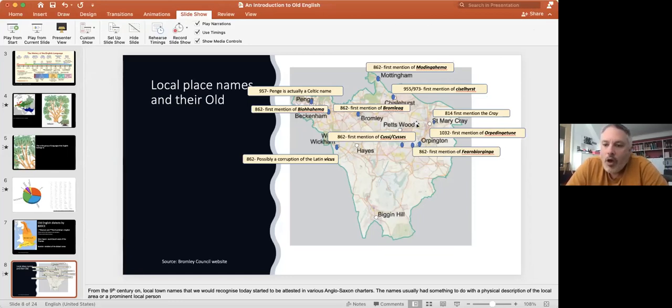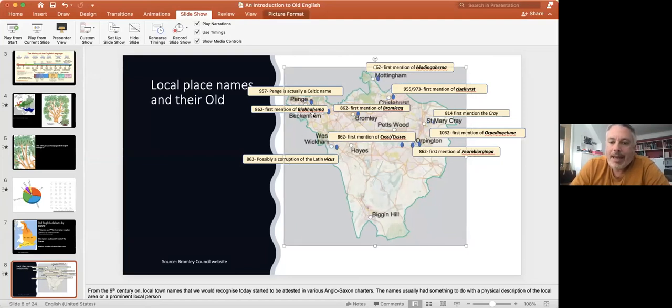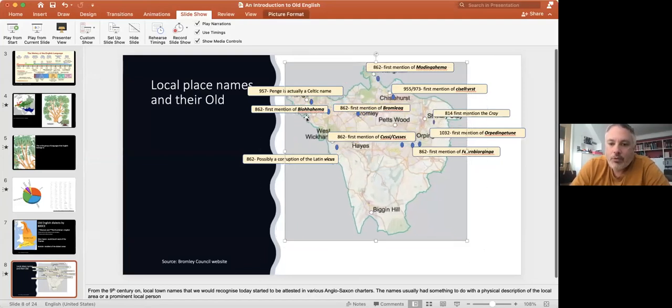We've got Mottingham. So that's the people of Moda. That's also in 862, a bit further on in the 9th century. West Wickham, it looks like the Wickham part of it, Ham is like a settlement, but the Wickham part was probably a corruption of the Latin word vicus. We've got Beckenham, which is Beck's settlement as well, which would have happened in the late 9th century. Bromley or Bromlair, which would have been a clearing in the broom here.